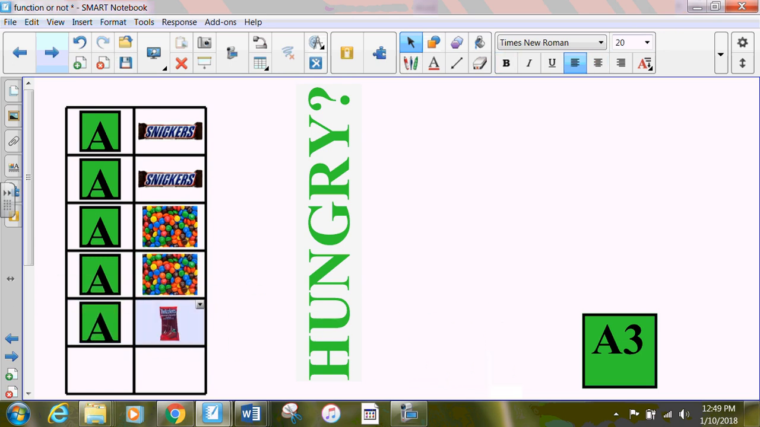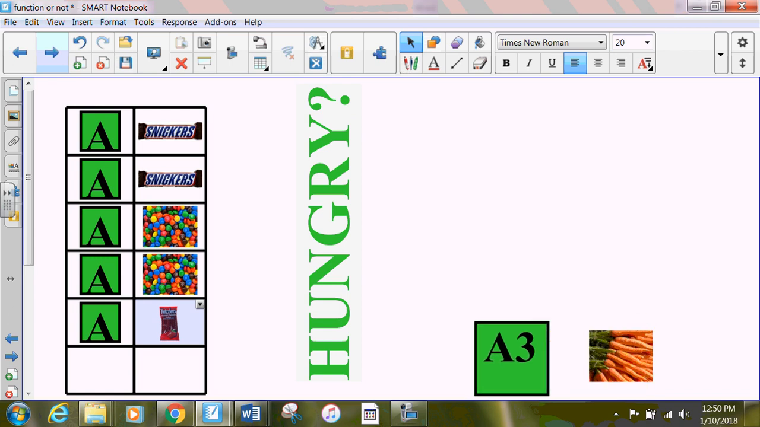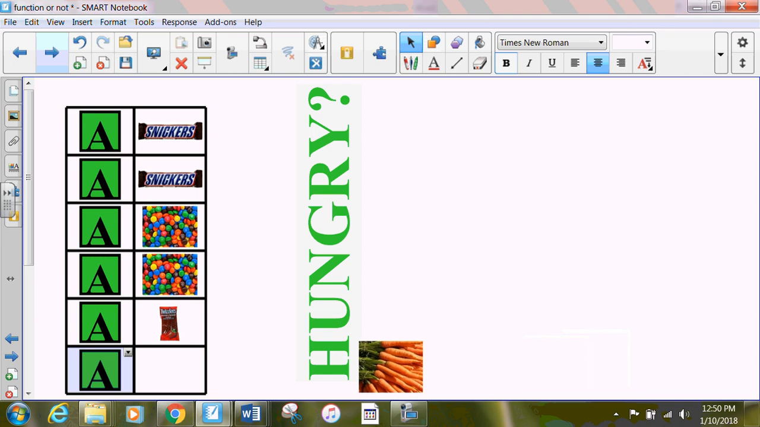This is awesome. So far, this table represents a function where you know that if you push a certain input, you're going to get a certain output no matter how many times you push that input. So if we pushed an A3 and we got a Twizzler, this next time we push a different A3 button, oh my gosh, look what we're getting. We're getting carrots. Now all of a sudden this table doesn't represent a function anymore.